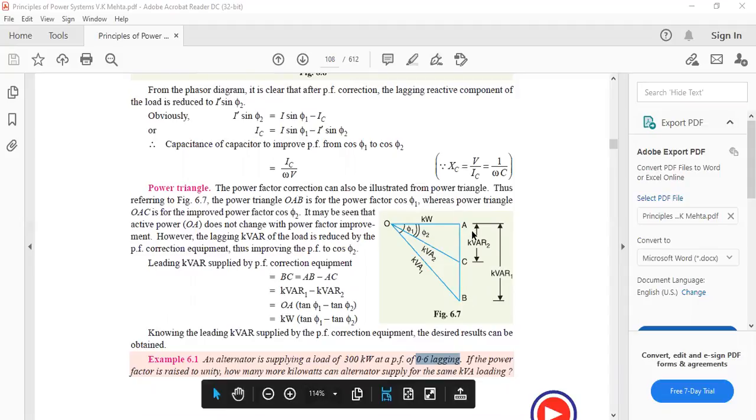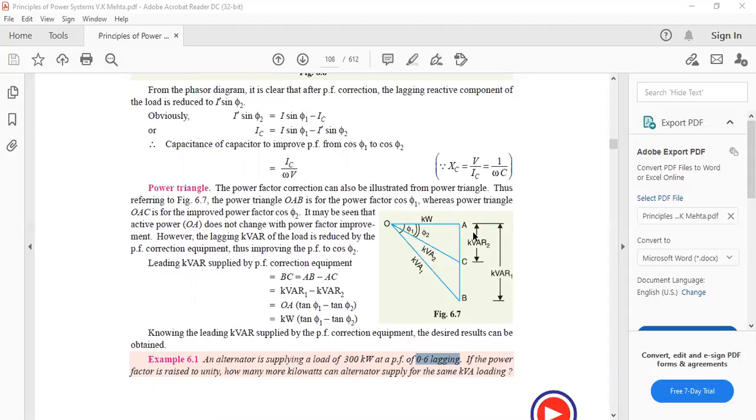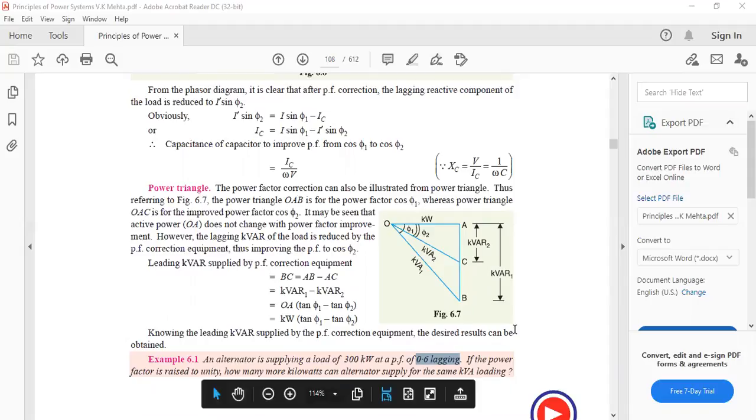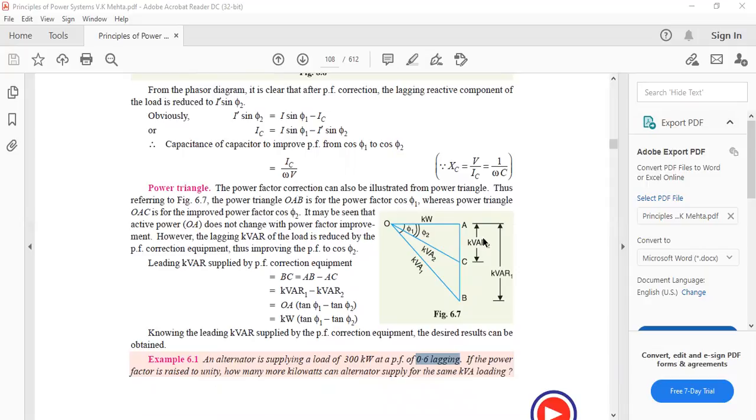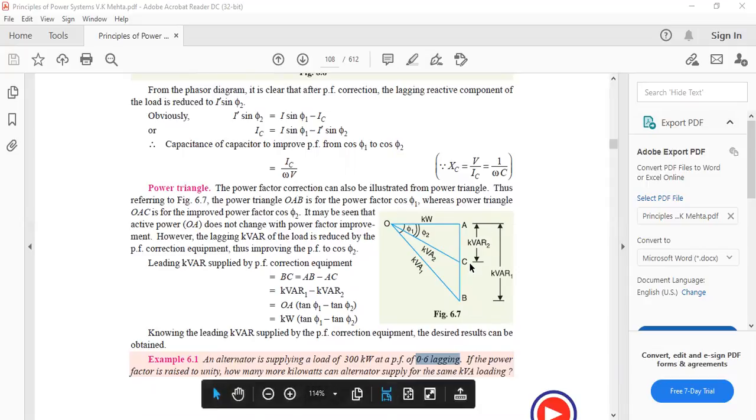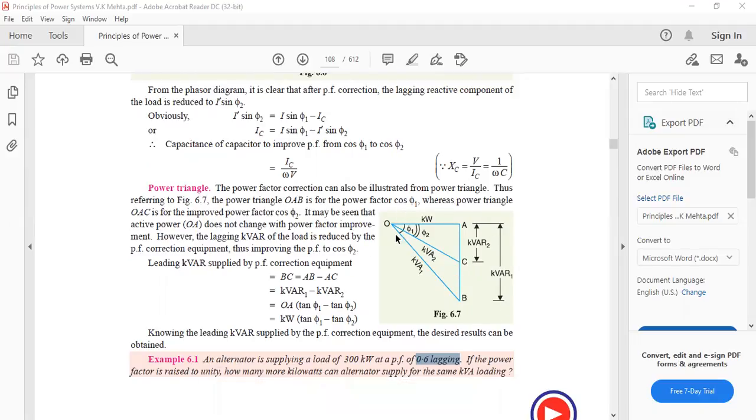Here we are representing this vertical component with kVAR, the reactive component. Therefore BC is equal to AB, and AB we represent with kVAR1, minus AC, which is kVAR2. Now how can we represent kVAR1? kVAR1 is equal to OA, this side, into tan phi 1. We can represent kVAR1 like this.